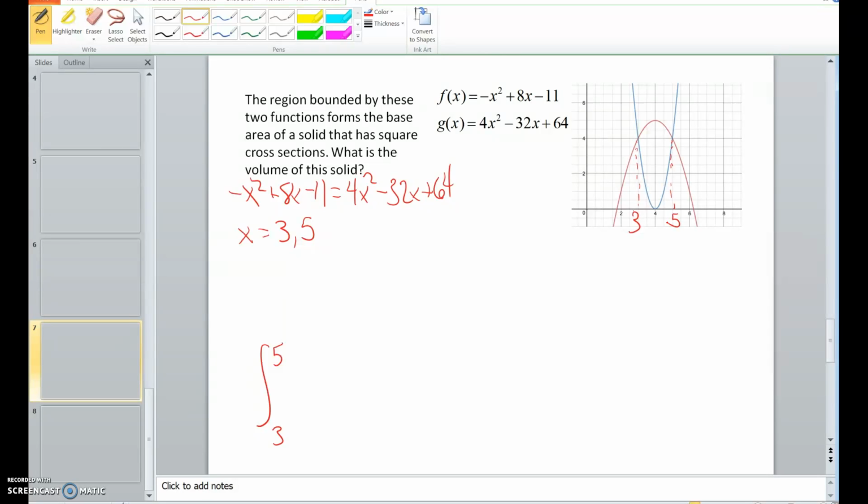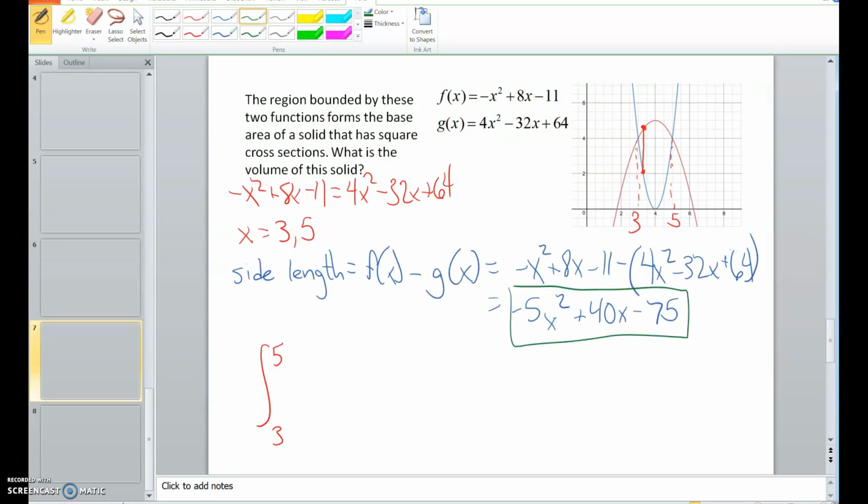Okay, so next what you want to do is write an expression for the distance from the top curve to the bottom curve, because that's going to be the base of each square. So go ahead and write an expression for that. Okay, so the side length of each square is just going to be the red function minus the blue function. That gives us the length of this distance between the two. So just like in the previous presentation, when we do f of x minus g of x, we get negative 5x squared plus 40x minus 75. So this is going to be our side length.